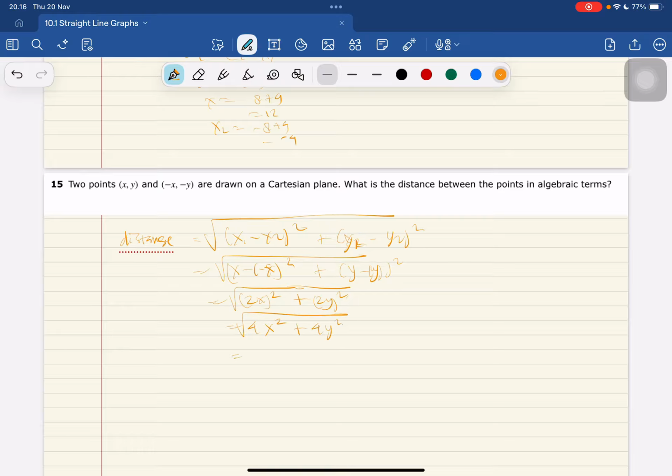Factorize it, so it's going to be 4 times (x squared plus y squared). The square root of 4 we know is 2, so the distance is 2 times the square root of x squared plus y squared.